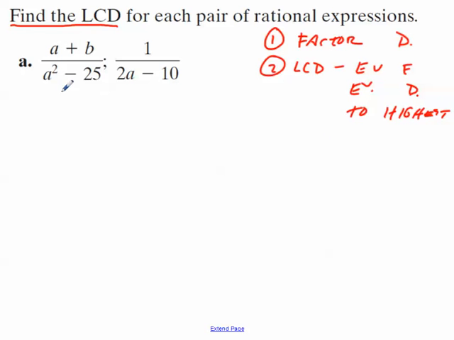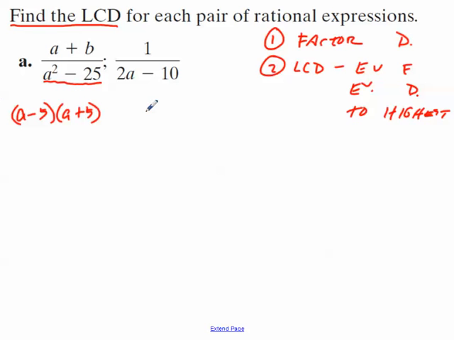All right, well, let's factor. What's a squared minus 25? We've got to factor that denominator. We've got to remember that there's a perfect square and a perfect square. A squared is a perfect square. 25 is a perfect square. There's a difference between the two, so this is a difference of perfect squares, or difference of squares. And that factors to a minus 5 times a plus 5. So there's our factorization of a squared minus 25.